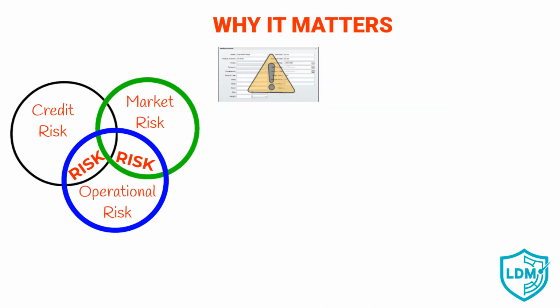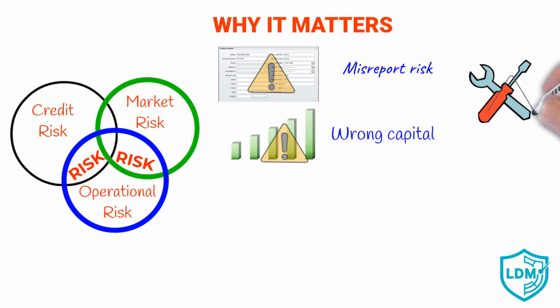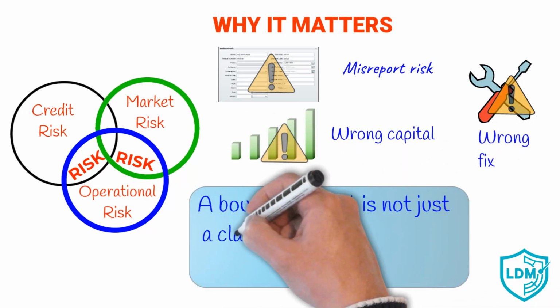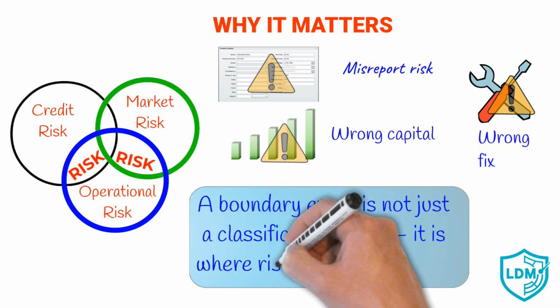Get this wrong, and you don't just misreport risk. You hold the wrong capital. You fix the wrong problem. And regulators start questioning your entire framework. A boundary event is not just a classification issue, it is where risk becomes invisible.